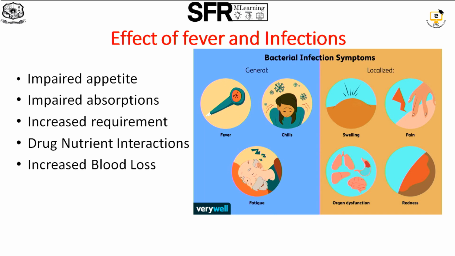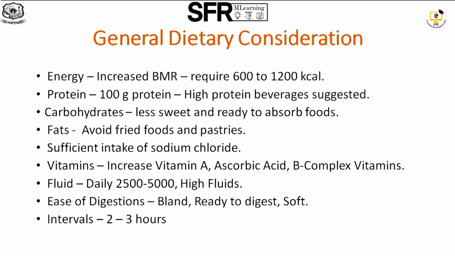Increased blood loss during some infections may increase the metabolism level and the BMR level, and severe infections will lead to internal organ corrosion. It will lead to increased blood loss. So this is the general dietetic consideration followed for the common fever or infectious patient.